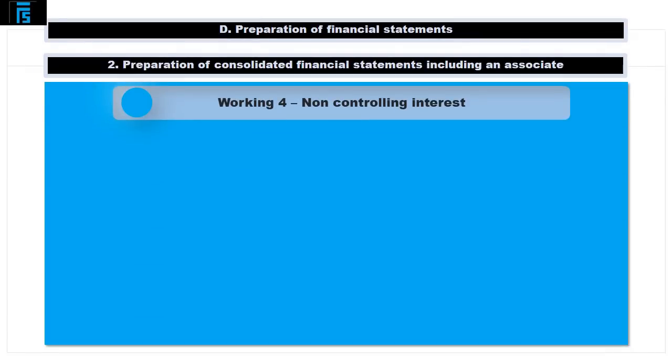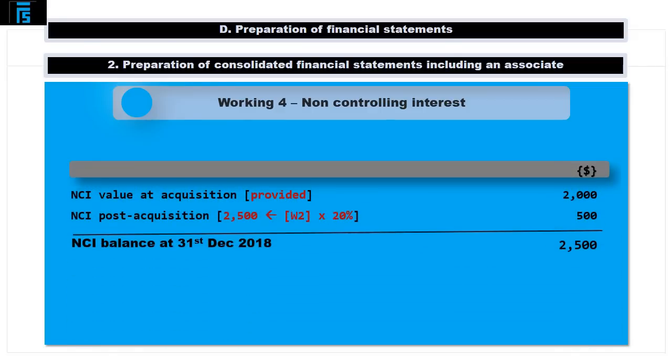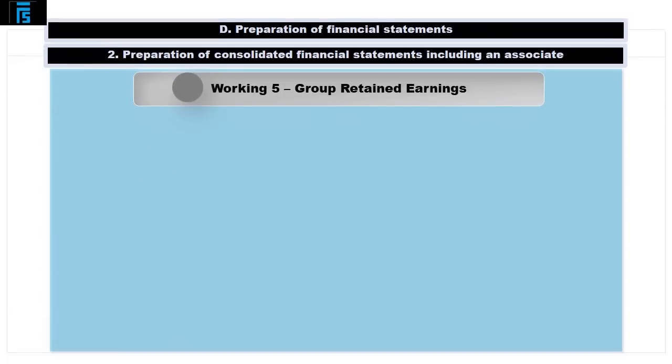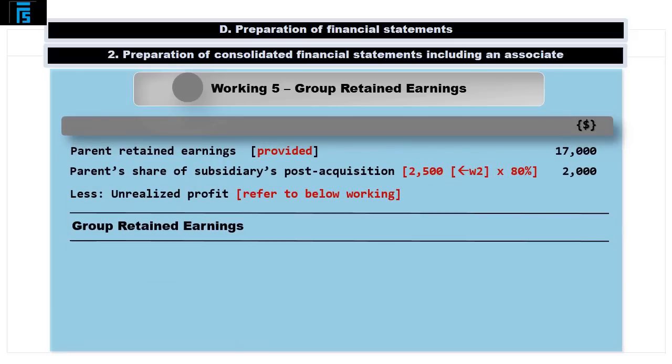The fourth working begins with the non-controlling interest value at acquisition, and that's the €2,000 already identified as part of working 3. To this we must add the NCI's share of the subsidiary's post-acquisition reserves, and that's 20% of the post-acquisition column total from working 2, so 20% of 2,500, which gives another €500. Accordingly, the consolidation date NCI balance equals €2,500.